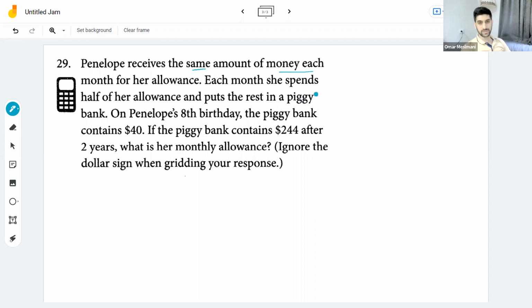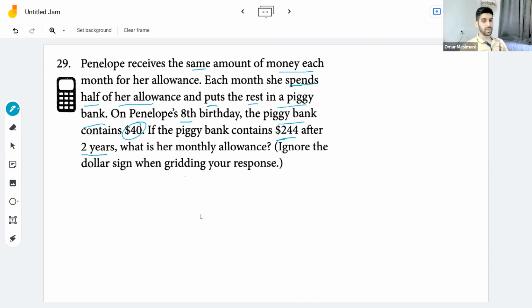Each month she spends, this is important also, each month she spends half of her allowance and she puts the rest in a big account. Every month she's receiving an amount, spending half and saving half, okay? On her 8th birthday, the big account contains $40. If the big account contains $244 after 2 years, what is her monthly allowance?